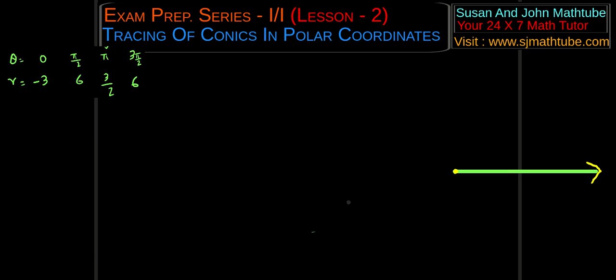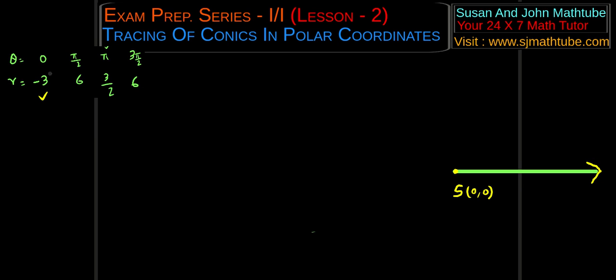Okay, so let's try to plot. Look at this. We have the pole and the initial line. So immediately you can write one of the foci is the pole. Now let's plot the first point, 0 degree, minus 3.